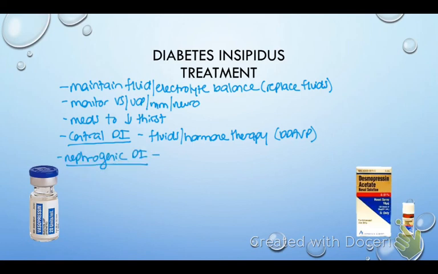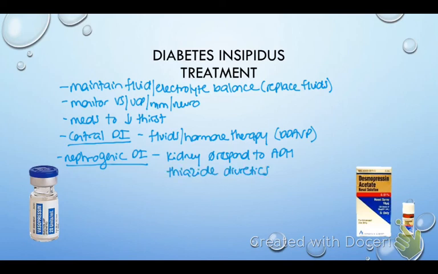What if it's nephrogenic? It's the kidneys, right? So are we going to give them DDAVP? No, because the brain's working, right? The brain's saying, I've got this for you, kidneys. You're the ones who are not taking it. So the kidneys are not responding.